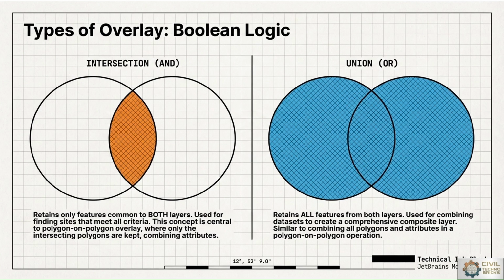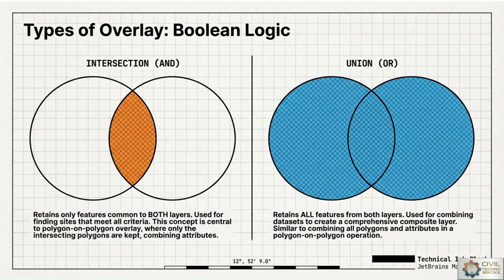So the first circle is the A circle and the second circle will be the B circle. The combined part of A and B will be the intersection part, used for finding sites that meet all criteria from A circle to B circle, or A characteristics to B characteristics likewise. This concept is central to polygon on polygon overlay, where only the intersecting polygons are kept or considered for checking the attributes, combining the attributes or decision making procedure.